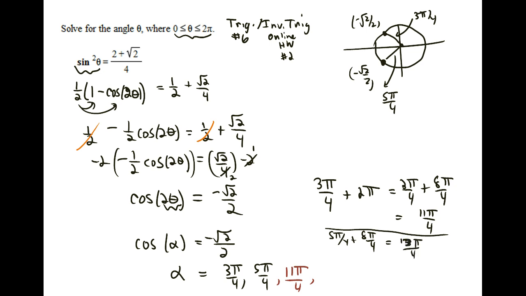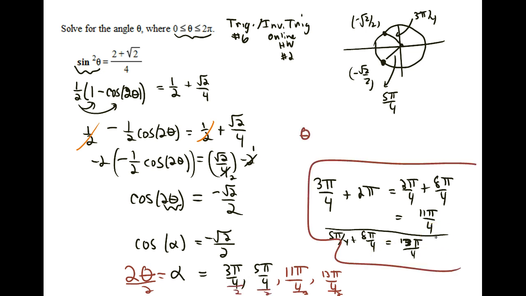Okay, great. Almost done. The last step is that we're looking at alpha, but the question is about theta. And so alpha is equal to these guys, and that's twice theta. So what we end up doing then is dividing everything by 2. So all the over 4s become over 8s. Okay. And so here's the answer. Theta is 3 pi over 8, 5 pi over 8, 11 pi over 8, 13 pi over 8.